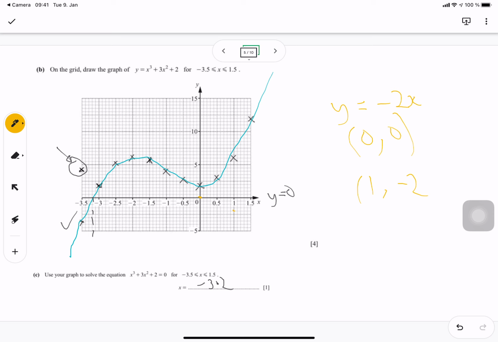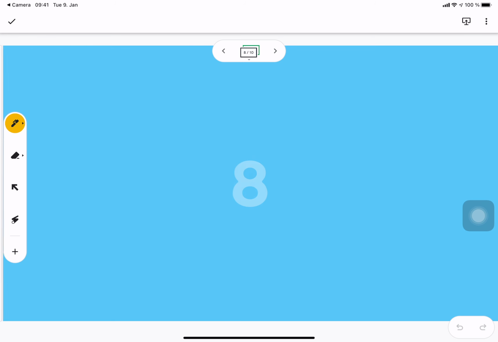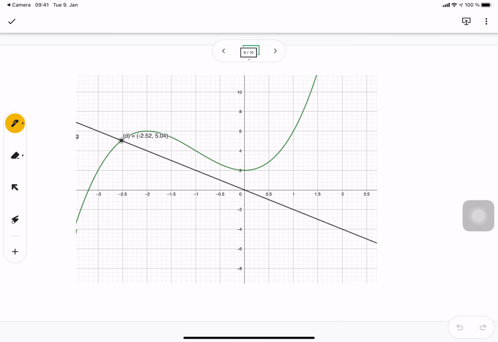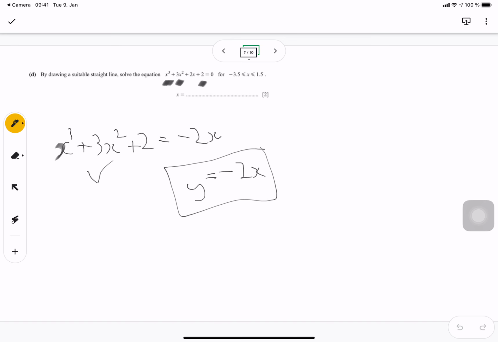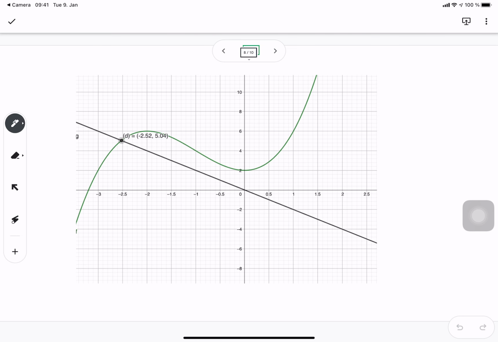Now, I struggle to draw a straight line, but on the next slide you'll see that I have this on GeoGebra. And the x-coordinate of this point here is the answer we're interested in. As you can see from a far more accurate drawing here, it's minus 2.52. You would be allowed a bit of tolerance, so minus 2.5 would be fine.